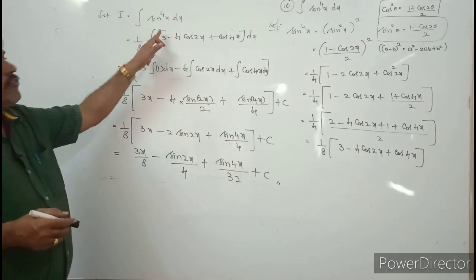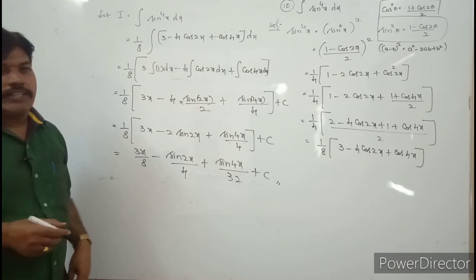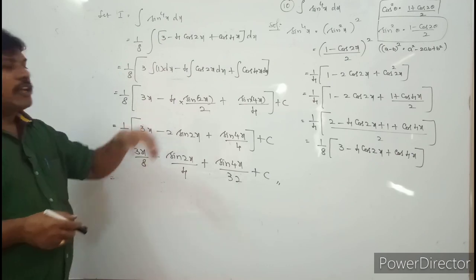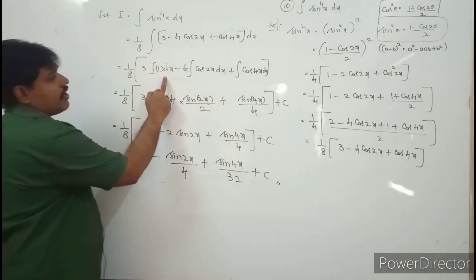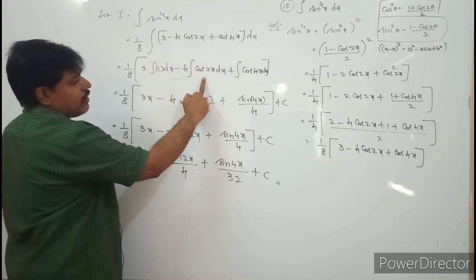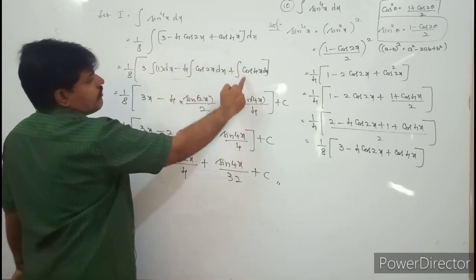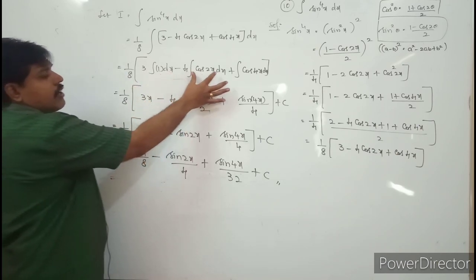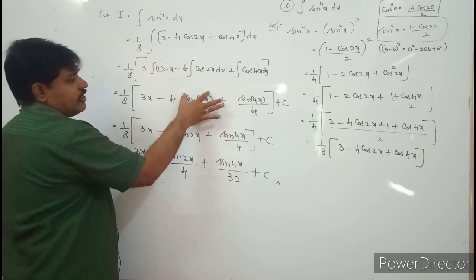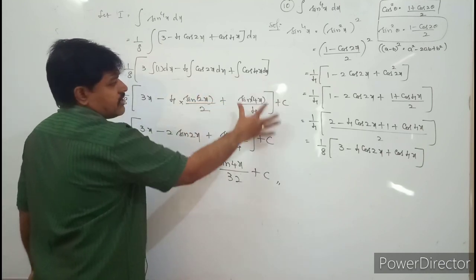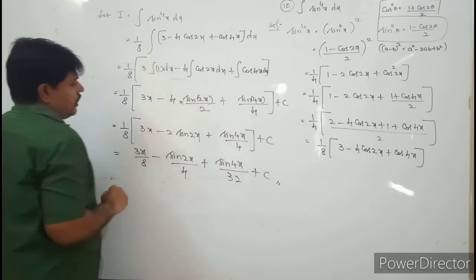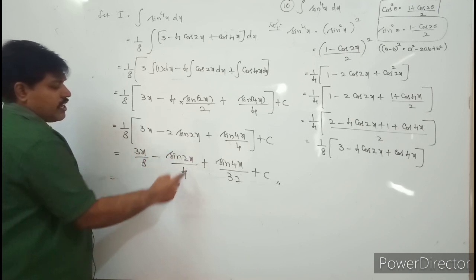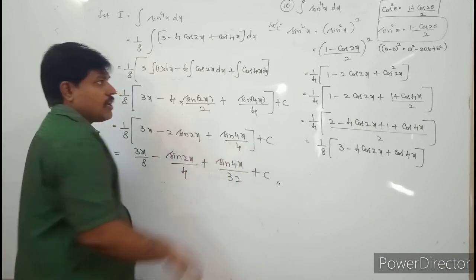Let I be equal to the integral of sin^4 x dx. So 1/8 times (3 minus 4 cos 2x plus cos 4x). Just apply the integration. What happens? 3 times the integral of 1 dx, minus 4 times the integral of cos 2x dx, plus the integral of cos 4x dx. The integral of 1 is x, minus 4 times the integral of cos 2x, which is sin 2x by 2. The integral of cos 4x is nothing but sin 4x by 4. And you can multiply with 8 here. What we will get: 3x by 8 minus sin 2x by 4 plus sin 4x by 32 plus c.